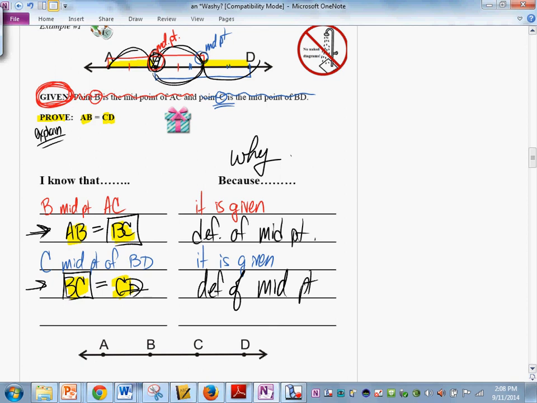Okay? We can transfer because AB is equal to BC and BC is equal to this. Therefore, AB must be equal to CD. Why? Transitive, because we transfer. Congratulations, you just finished your first geometric proof. Not too painful. Alrighty, guys.